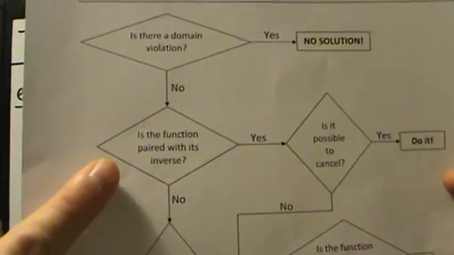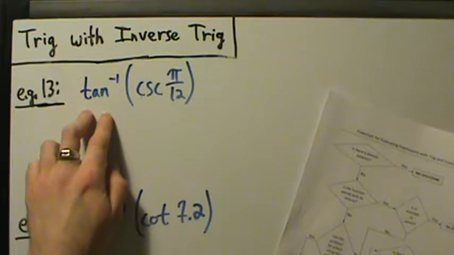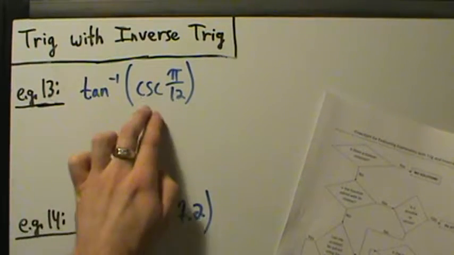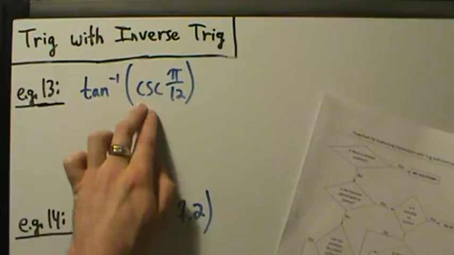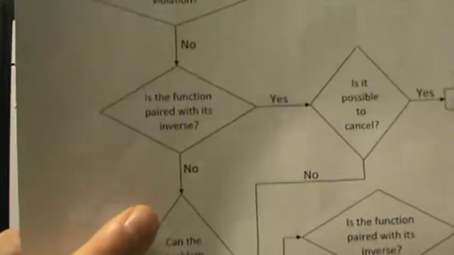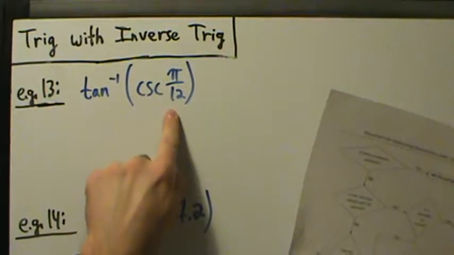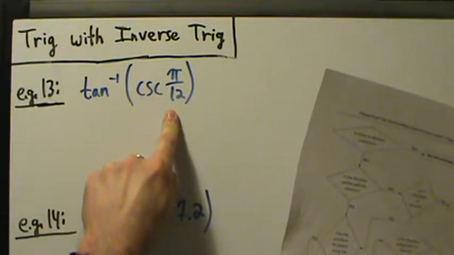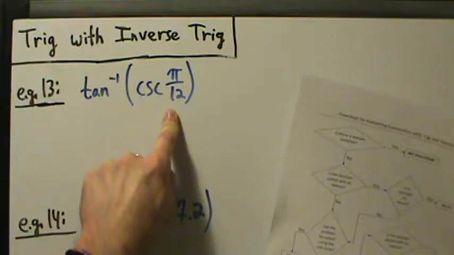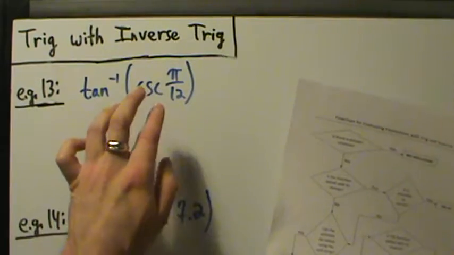So is there a domain violation? No. Is the function paired with its own inverse? No, it's cosecant with inverse tangent. It's not tangent and inverse tangent, it's not cosecant and inverse cosecant, it's cosecant with inverse tangent. Can the problem be solved using the unit circle? In other words, is pi over 12 a nice angle on the unit circle? No, it's not. It's not pi over 6, pi over 4, pi over 3, pi over 2, etc. So no, we cannot use the unit circle to solve the problem.